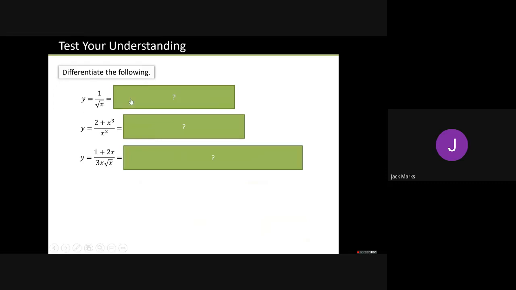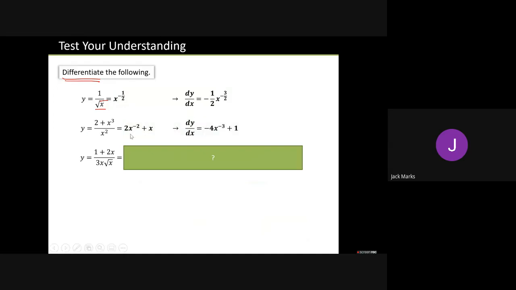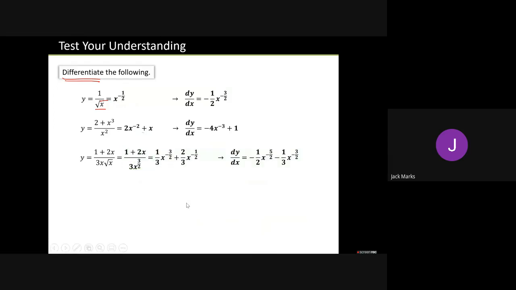So let's have a look. Two things going on, the root and the denominator. Make sure you got both of them. And again, don't forget to actually differentiate at the end. Splitting it up into two fractions, write it in index form, and differentiate. And here, tackle the denominator first, split it up into two, and differentiate.